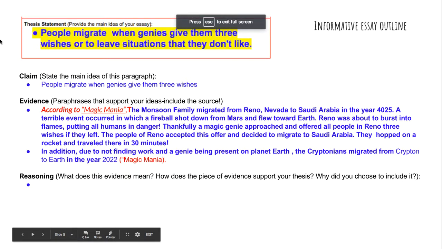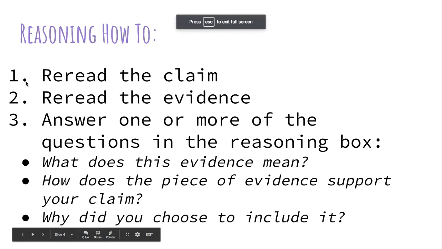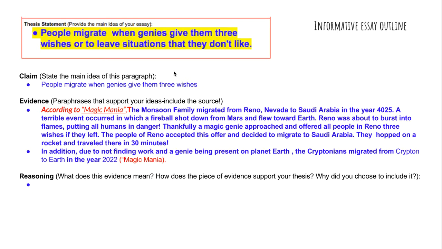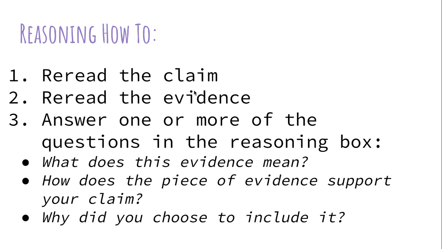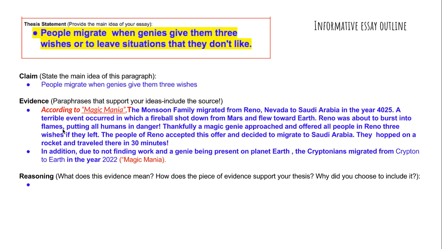So if you take a look at my steps, I'm going to model right now. I'm going to reread the claim. So here's my thesis statement. Here's the claim for my body paragraph. This is the part I need to reread. People migrate when genies give them 3 wishes. Okay, step 1 is complete. Step 2, reread the evidence. Okay, which evidence did I choose to support this claim?